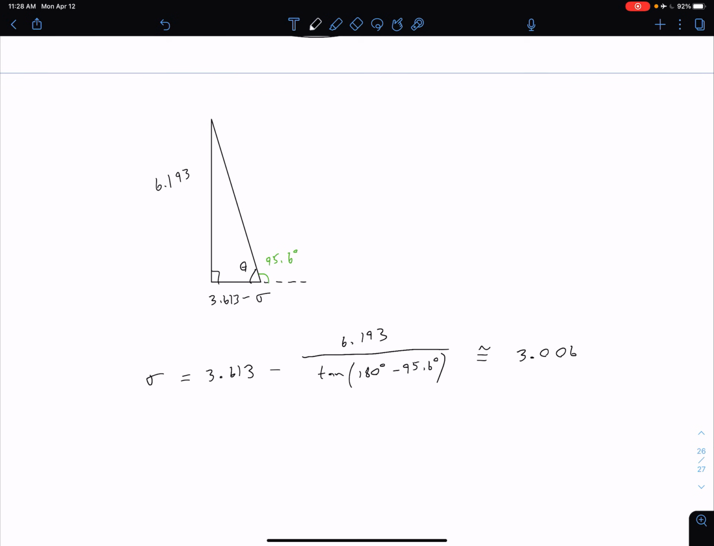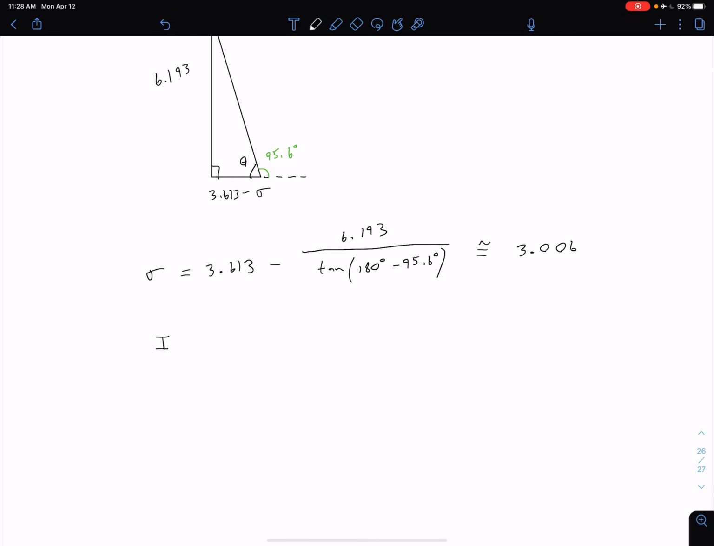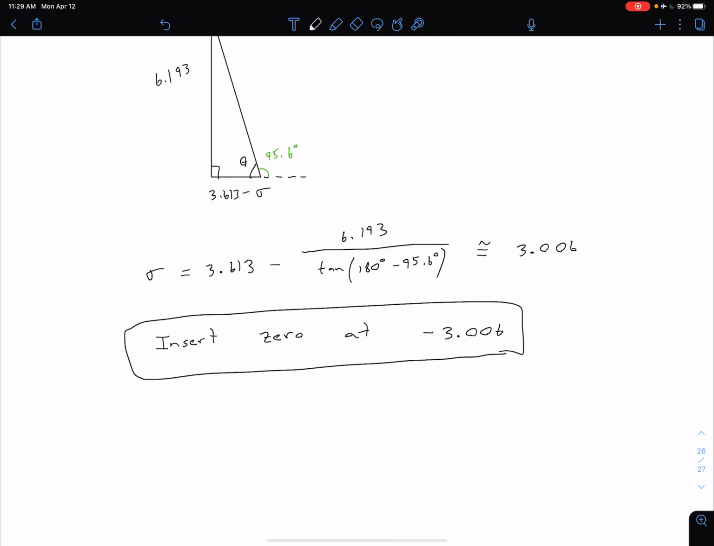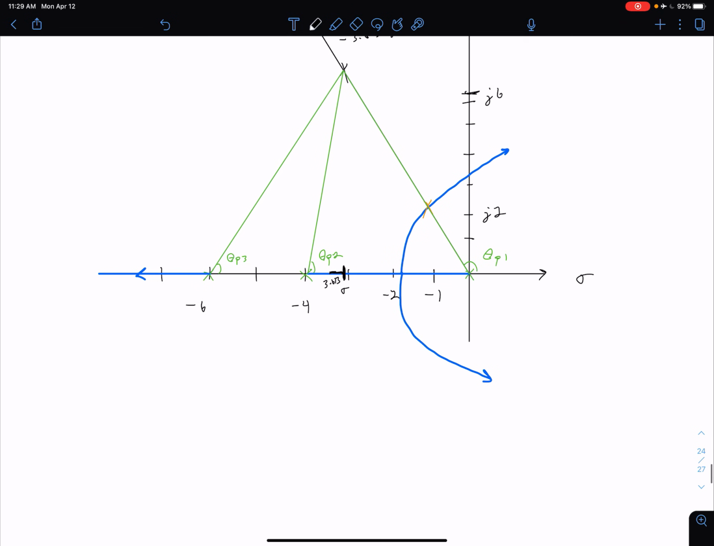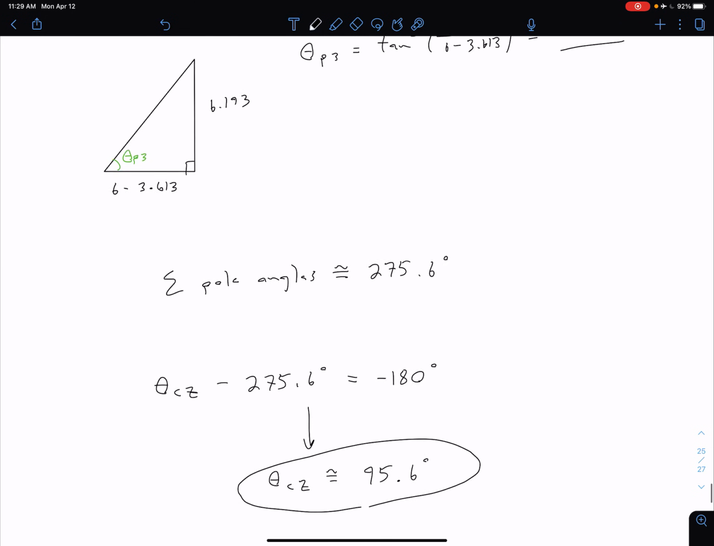What that tells us is that we want to insert a zero at the point negative 3.006. Coming back up here, we can see that's more or less what we had drawn with this line here, just a little bit past negative 3. So we would insert a zero there. Let's take a look at what our updated root locus is going to look like.